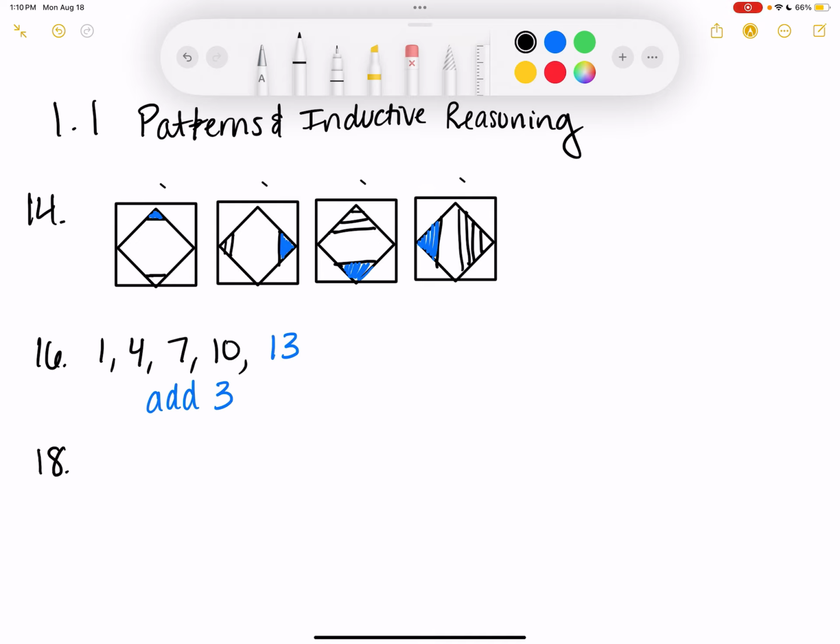All right, 18. We have 1, 11, 121, 1,331. Yep, we're multiplying by 11. Does anybody know what the next number is? Give me a second. I can just tell you. It's 14,641.